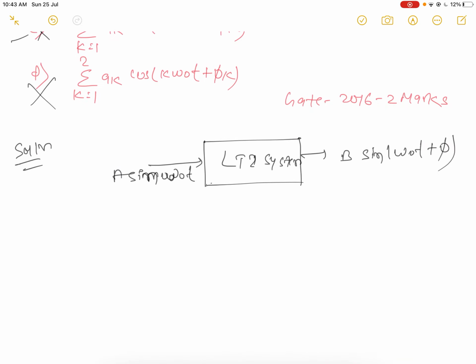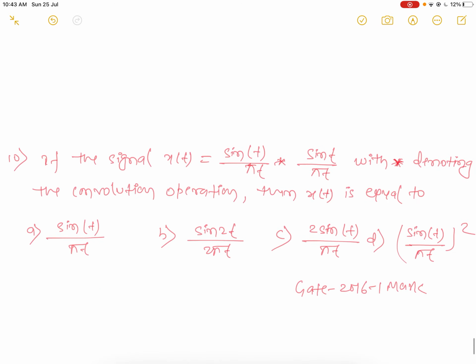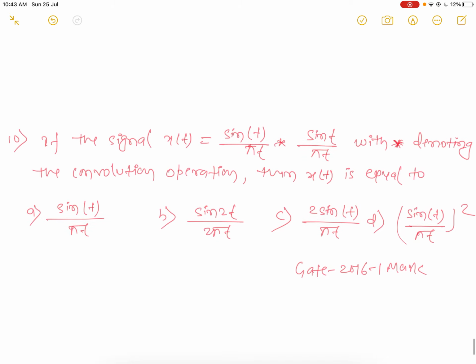This one was asked in GATE 2016 for 2 marks. Now comes to the next question, question number 10. If the signal x(t) is equal to sin t upon pi t, and x(t) is equal to sin t upon pi t convolved with sin t upon pi t, with the star denoting the convolution operator, then x(t) is equal to?